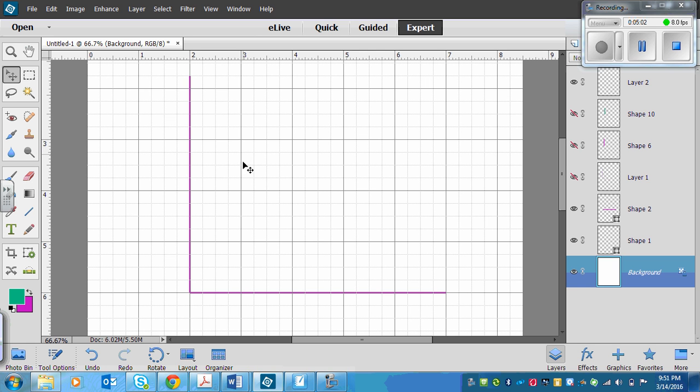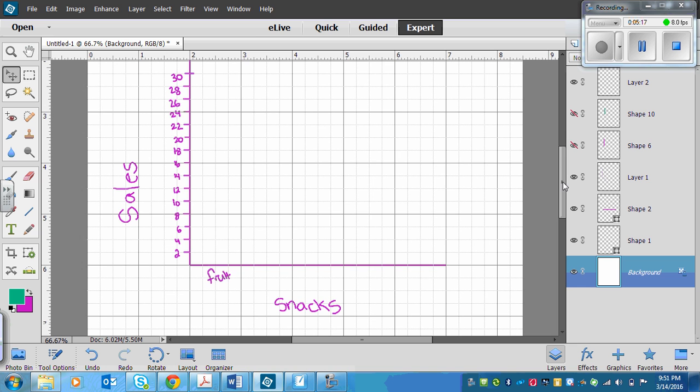Now, my graph just has some extra dark lines every so often, and that's just Photoshop. It has nothing to do with the graphs. But here's my vertical axis and my horizontal axis. Next, I need to put a scale and labels.